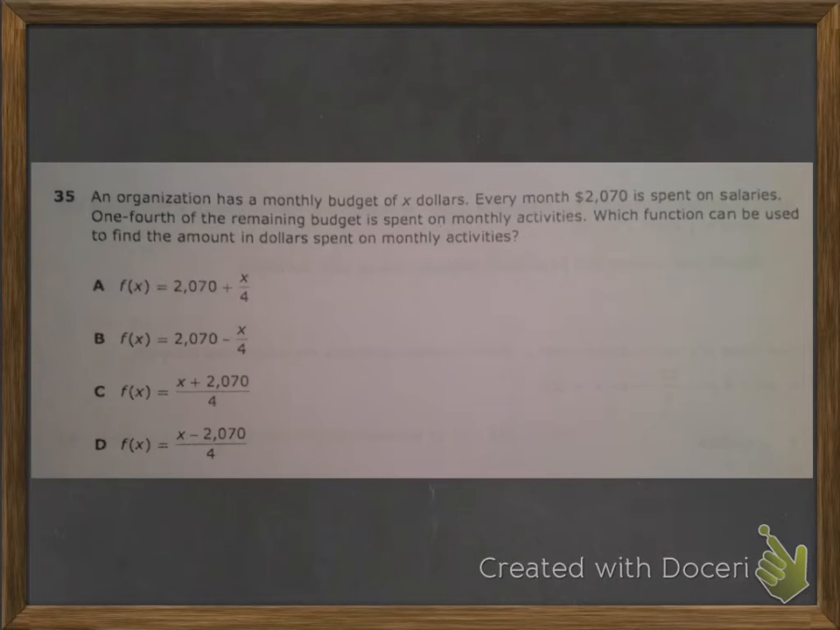Now we're on page 3, number 35. An organization has a monthly budget of x dollars. Each month, $2,070 is spent on salaries. 1/4 of the remaining budget is spent on monthly activities. Which function can be used to find the amount in dollars spent on monthly activities? So it looks like each month they start off with a budget of x dollars. That's how much money they have to spend that month.